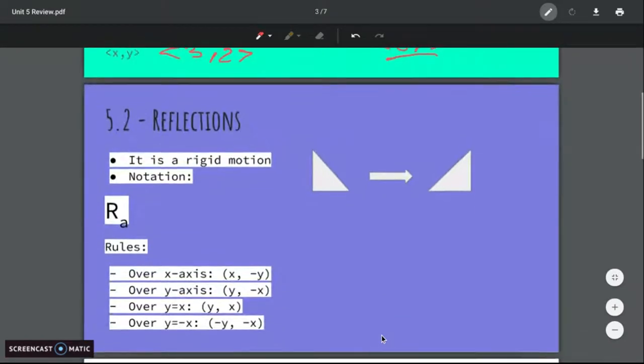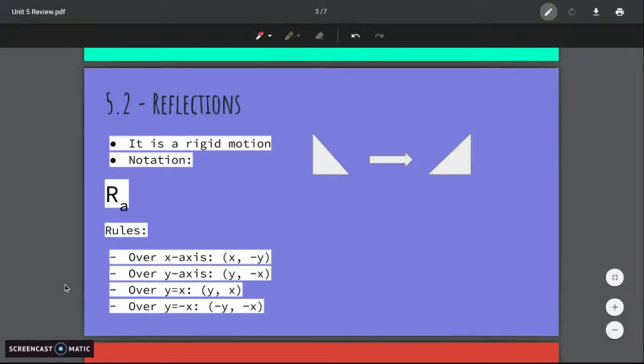All right, now reflections. Reflections are also a rigid motion. It stays the same, it just is in a different way. For notation, we have the uppercase R. Remember, it has to be uppercase because lowercase is rotation. And then A is what axis you're reflecting it on. It could be X equals 1, for example. In that case, there's no rule, but these are the rules that there are. If you reflect something over the X-axis, the Y goes negative. If you reflect something over the Y-axis, the X goes negative.